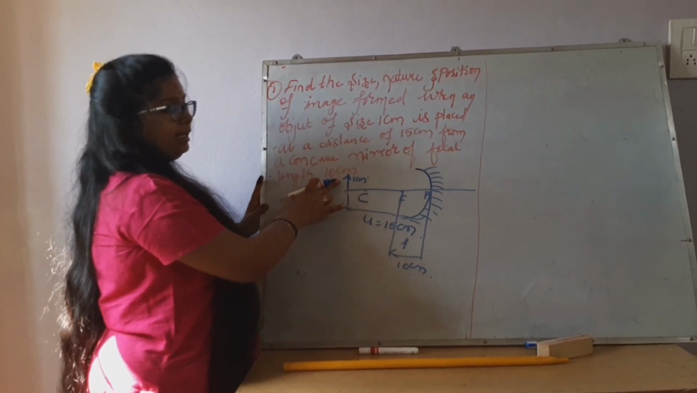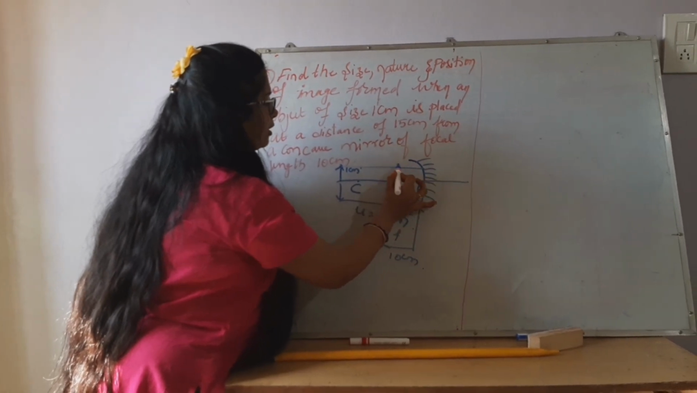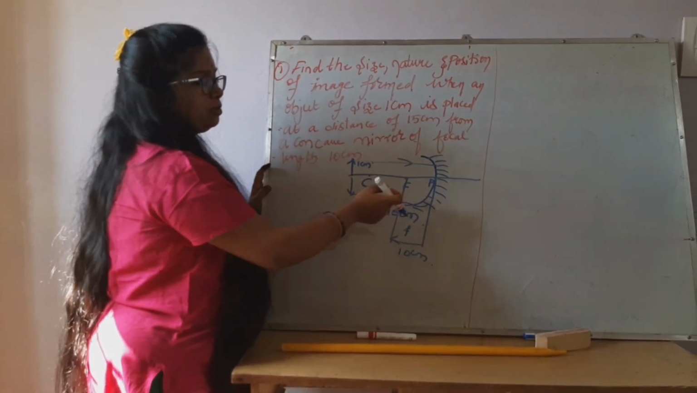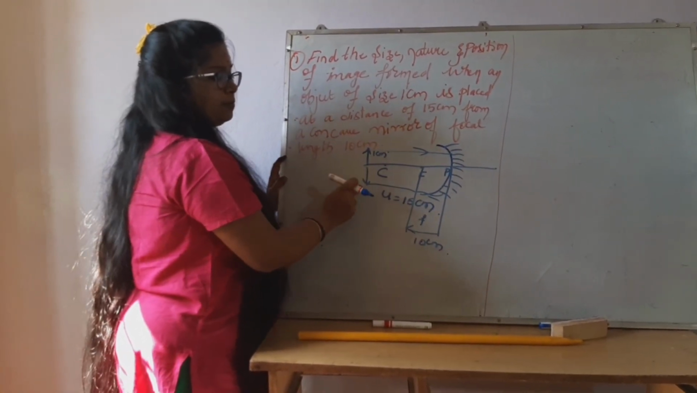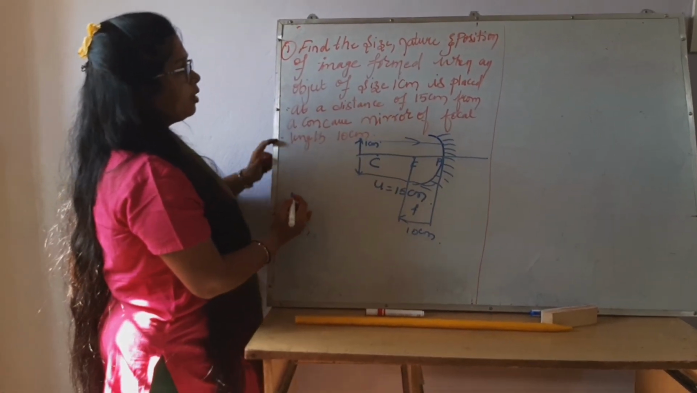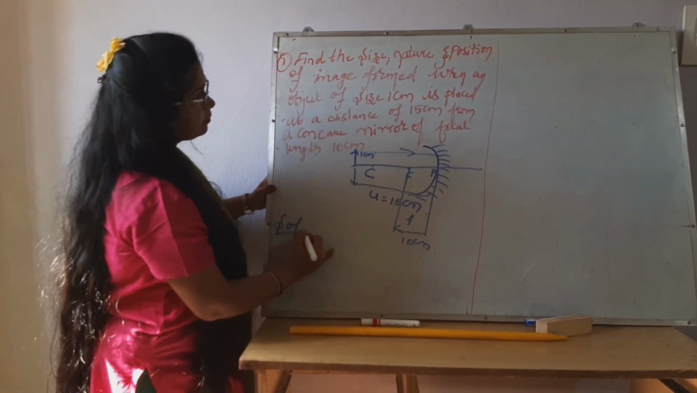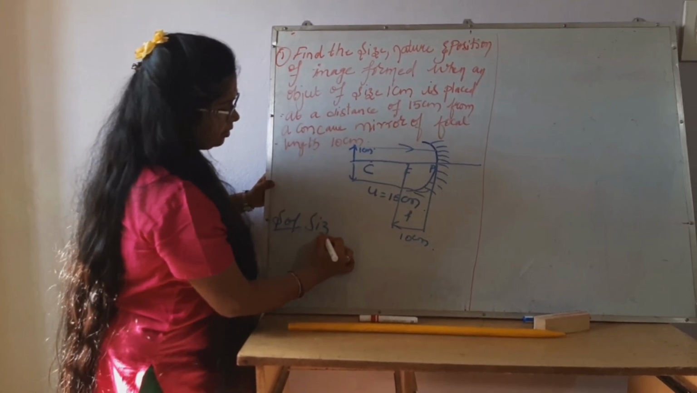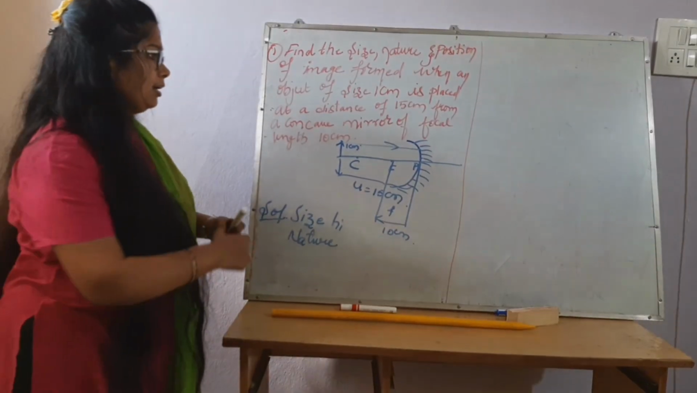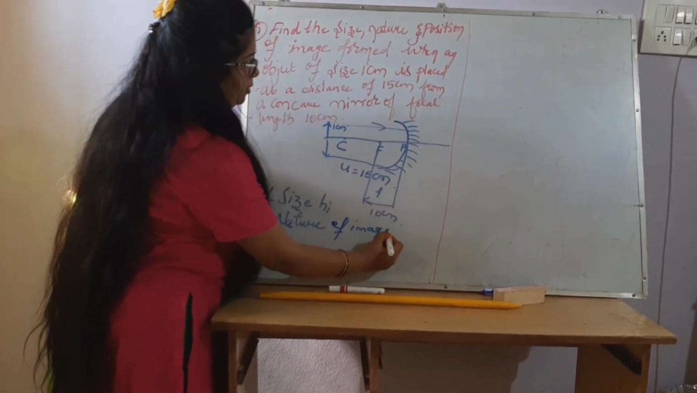So the light will be incident from the object, isn't it? So this is the direction, from left to right. But all the measurements you will take from pole to object, pole to focus. Like this we are going to take, isn't it? So what have they asked? First let us write down the solution. They asked the size of the image, meaning HI. They asked the nature of the image.